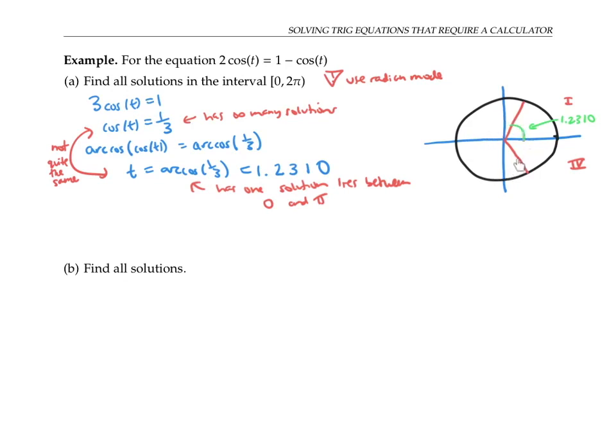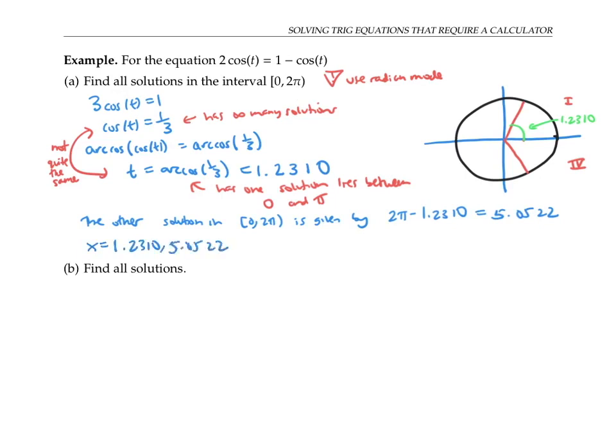2 pi minus our 1.2310 radians. Using our calculator again, we can compute that 2 pi minus 1.2310 radians is equal to 5.0522 radians. So our two solutions on our interval from 0 to 2 pi are given by 1.2310 and 5.0522 radians. Let me emphasize that we found the second solution by taking 2 pi minus the first solution. Now it's straightforward to find all solutions. We can just take our two principal solutions and add multiples of 2 pi.